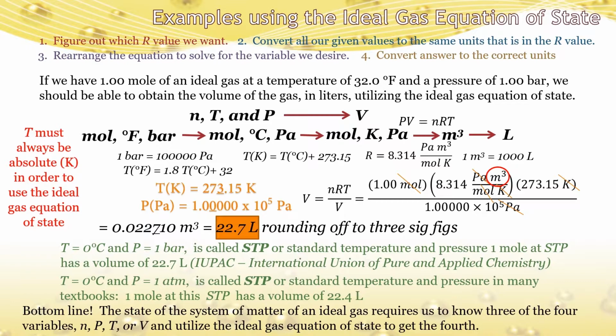So bottom line, for the state of the system of matter called an ideal gas, if we want to recreate the gas system somewhere else, we only need to know 3 of the 4 variables, N, P, T, or V. The 4th variable will be fixed and can be calculated utilizing the ideal gas equation of state, PV equals nRT. So, the phase rule was correct.